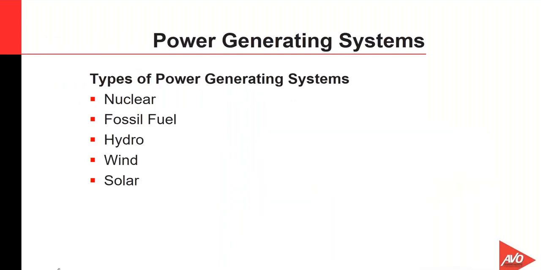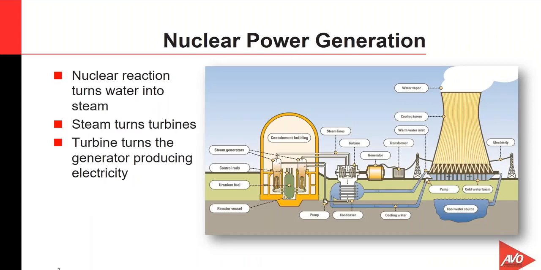Let's go ahead and start out with our power generating system. So we've got 5 different types of power generating systems up there. We've got nuclear, fossil fuel, hydro, and wind and solar as well. Let's start out with nuclear power generation. So nuclear power generation reaction turns water into steam. Steam turns the turbines, and the turbines turn the generator, producing electricity.